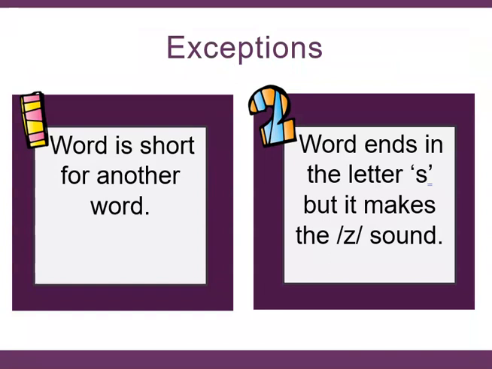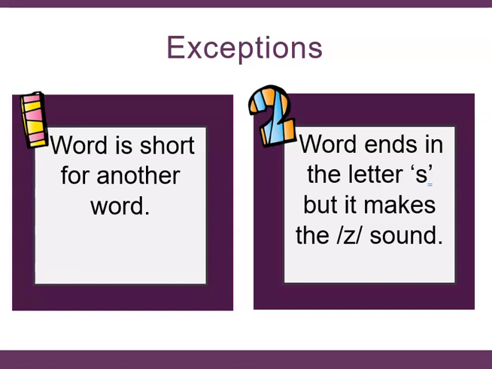With any spelling generalization, there can always be exceptions. Exception number one, if the word is short for another word. Let me give you an example. We might say gel. Gel ends in L, but it's normally short for gelatin. It's short for another word. We would not double the L if we wrote gel. The second exception is if the word ends in the letter S, but it makes the Z sound, like in the word his.